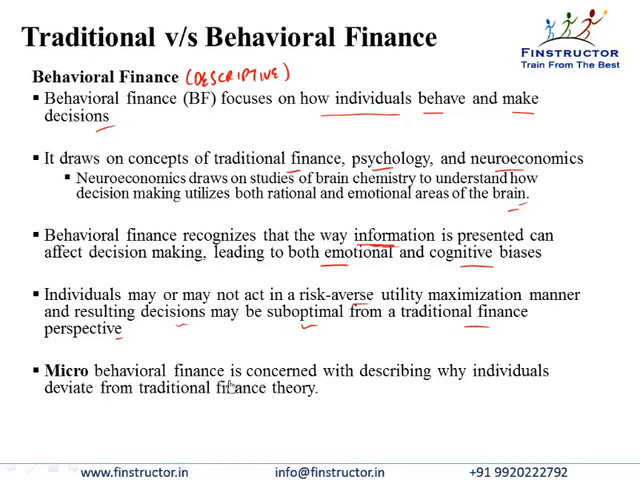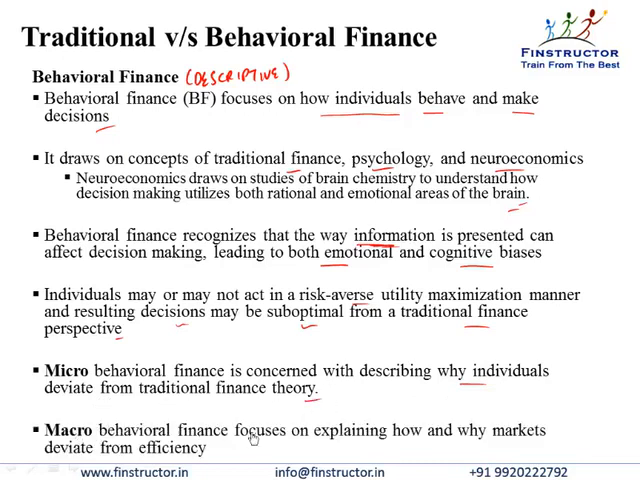Micro-behavioral finance is concerned with explaining why individuals deviate from the traditional finance theory. Macro-behavioral finance tries to explain how and why whole markets deviate from efficiency or traditional finance theory.